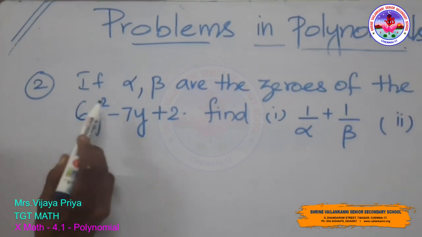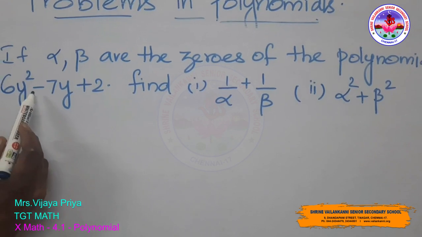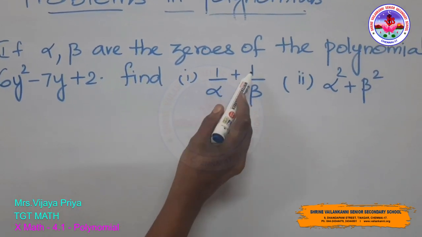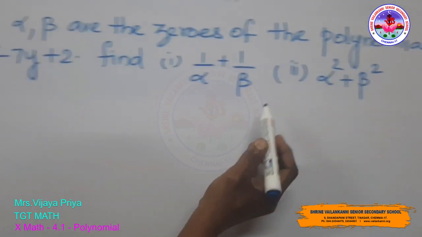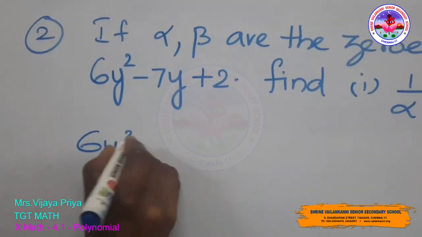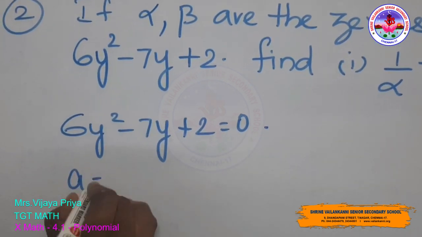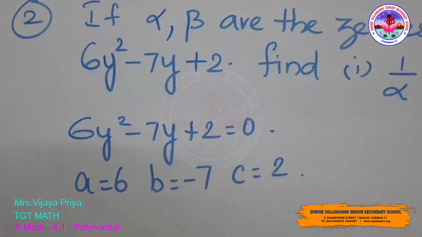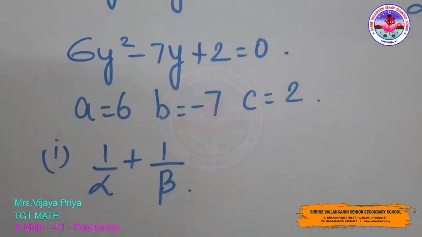Second problem: if alpha beta are the zeros of the polynomial 6y squared minus 7y plus 2, find the value of 1 by alpha plus 1 by beta, and in the second part, alpha squared plus beta squared. Coming to this problem, I am writing the quadratic equation 6y squared minus 7y plus 2 is equal to 0, where my a value is equal to 6, b value is minus 7, c value is equal to 2. So I want to find out the value of 1 by alpha plus 1 by beta.